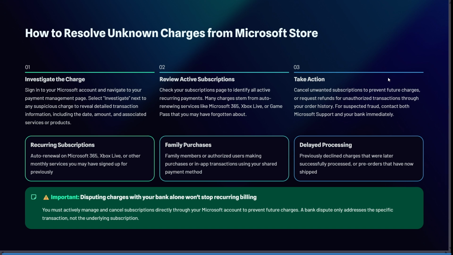Also, regarding your recurring subscriptions, there is an auto renewal for Microsoft 365, Xbox Live, and other monthly services that you may have signed up for previously, so make sure that you are aware of that. Also, family members or authorized users making purchases will also show up in your transaction or your subscription page.